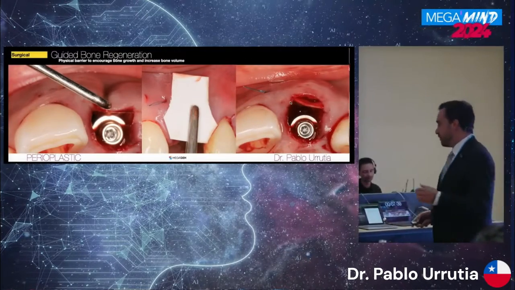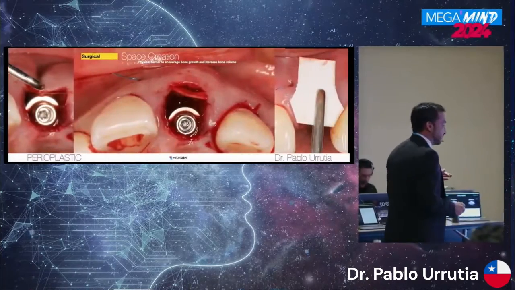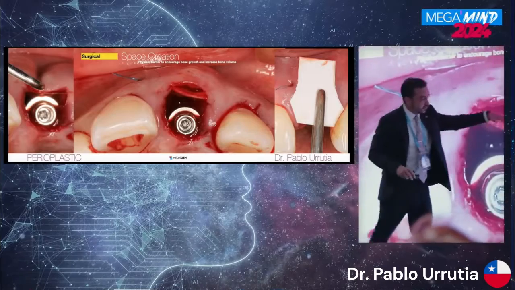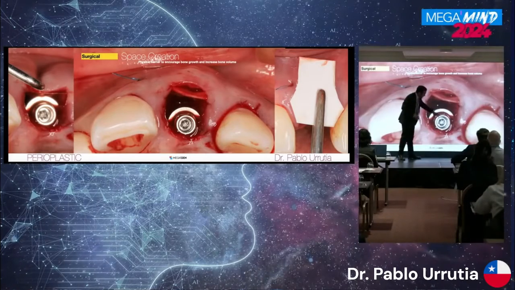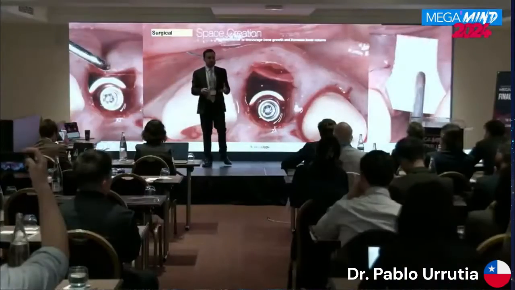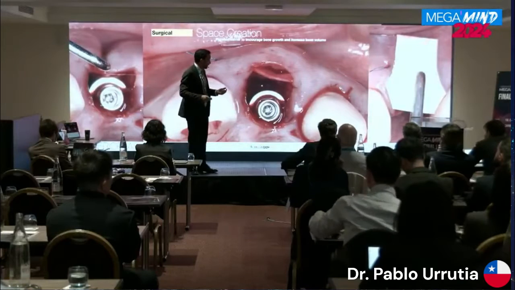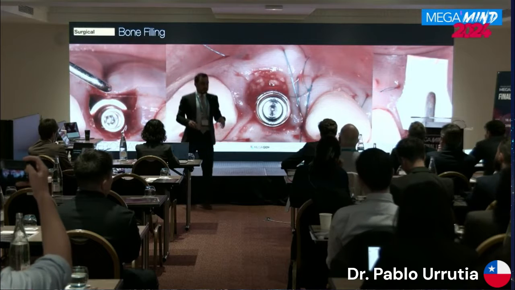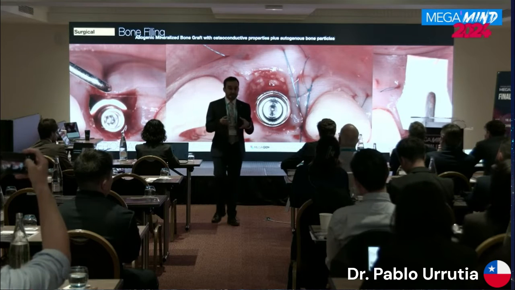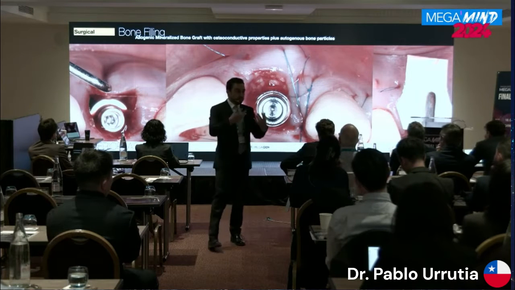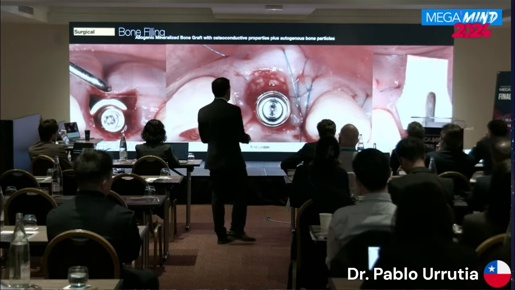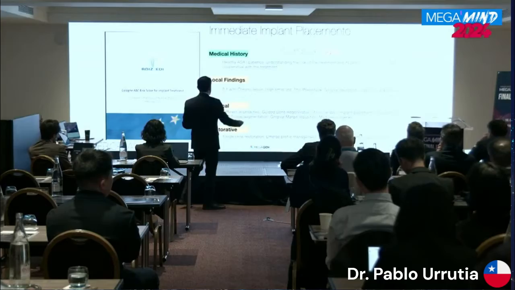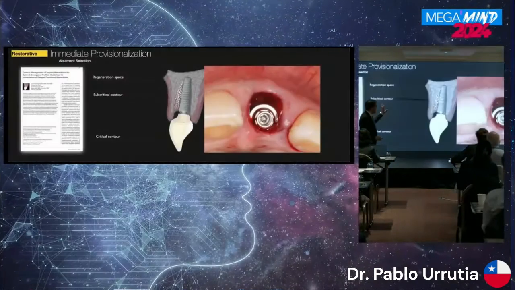Okay, so now we use the membrane. As you can see, we create the soft tissue space, the membrane with the rigidity and the abutment, and we create this box to fill with bone. Okay, so now we fill it with bone, and why not again? Why not, if we have stability and the proper 3D position, why don't we put the provisionalization immediately? Okay, so this is how we resolve the surgical, and why don't we go to the prosthetic?